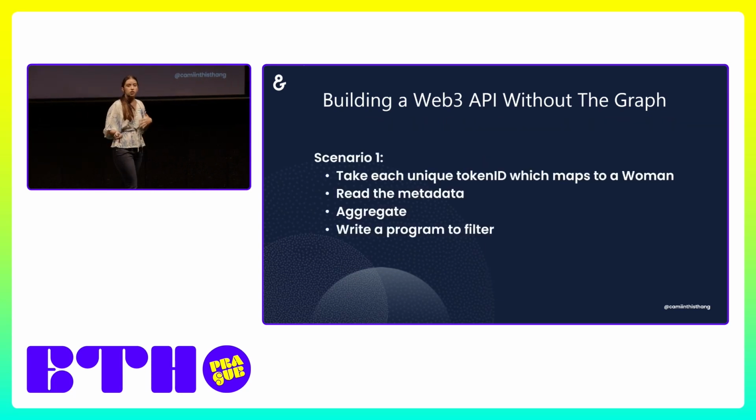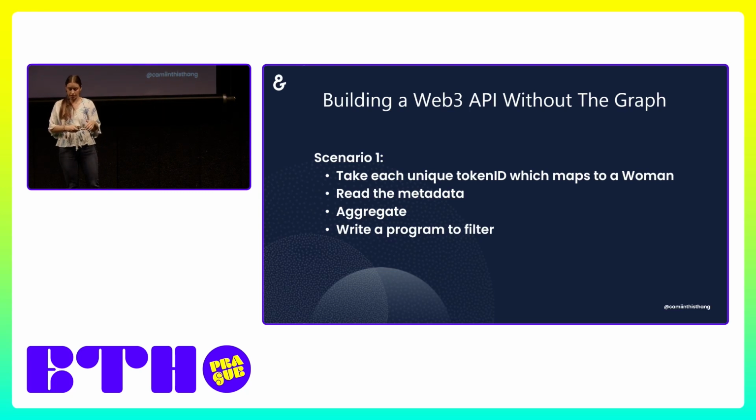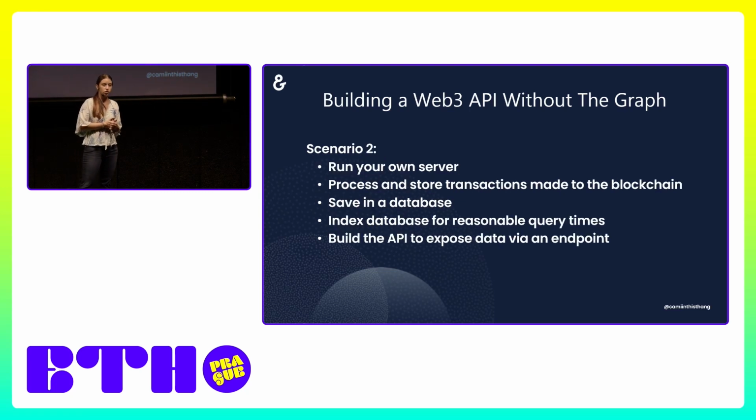So without the graph, there's a couple different ways that you can do it, and I'm going to briefly go over them. One thing you could do would be to take each unique token ID that maps to one of these ladies, one of these NFTs, read the metadata manually, aggregate this all together, and then maybe on the client side, write a program to filter based on the stuff that the user passes in. Another scenario would be that you could run your own server. You could index all of the transactions made to the blockchain, save it in a database, index this database for reasonable query times, and then build a regular API on top of that to expose this data.